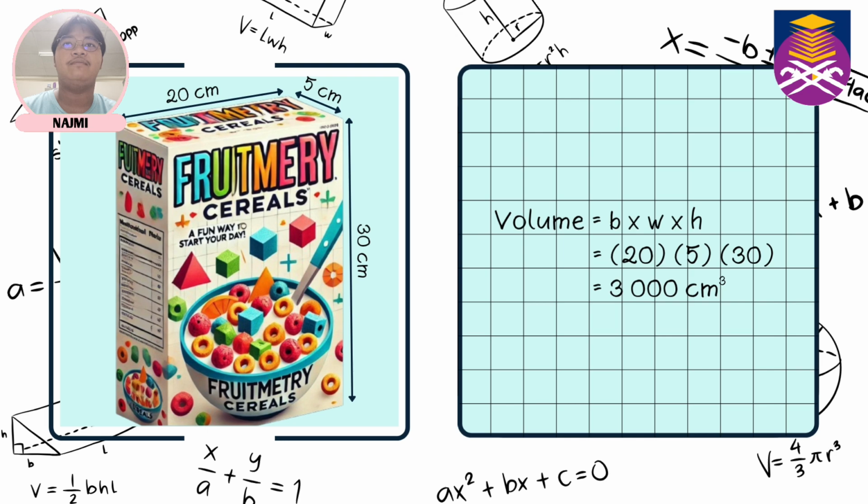For the volume of the box, we can use the formula base multiplied by width multiplied by height. By using the calculator, the answer we get is 3000 cm³, and that is the volume of the box.